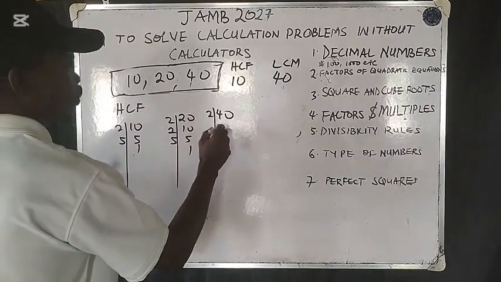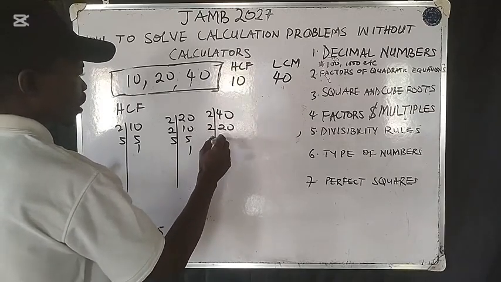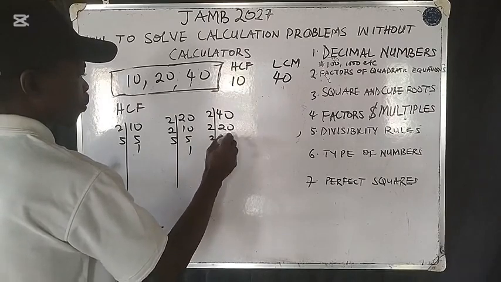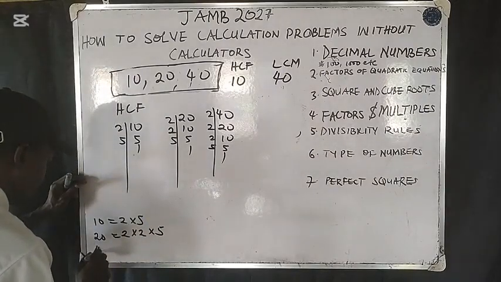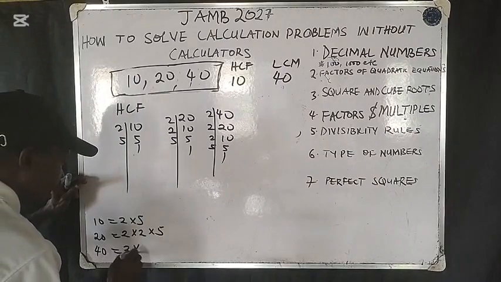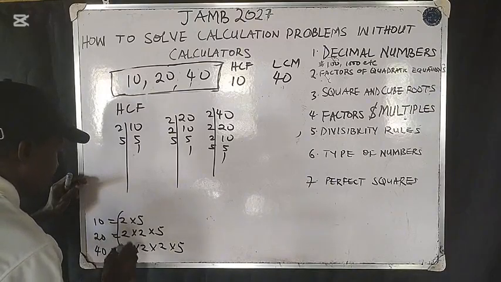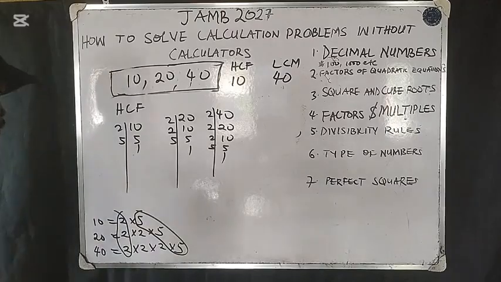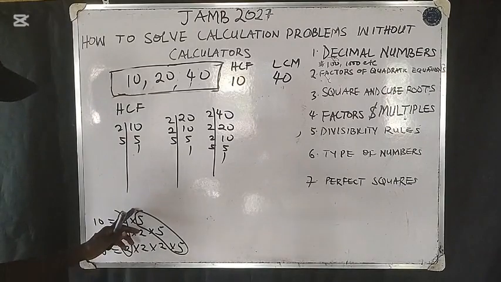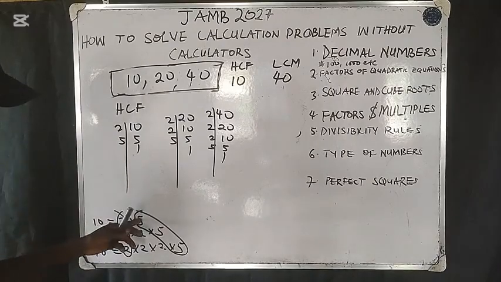For 40: 2 goes in 40, 20. 2 goes in 20, 10. 2 goes in 10, 5. 5 goes here, 1. So we write 40 equals 2 times 2 times 2 times 5, right? So we have this one, and we have only this one. Only 2 is common to all of them. 2 is here, but 2 is not here again. But 5 is in all of them.